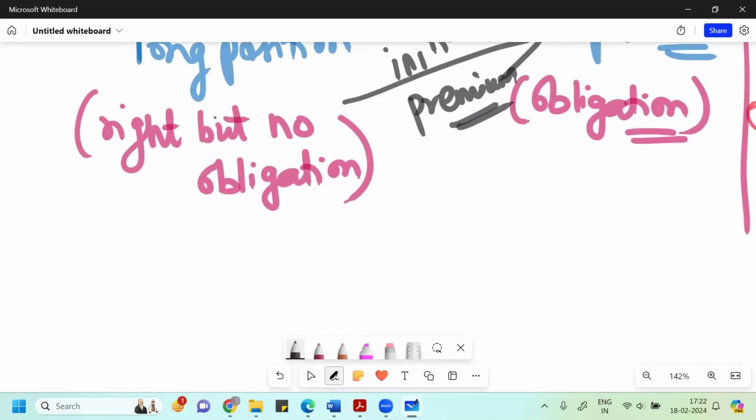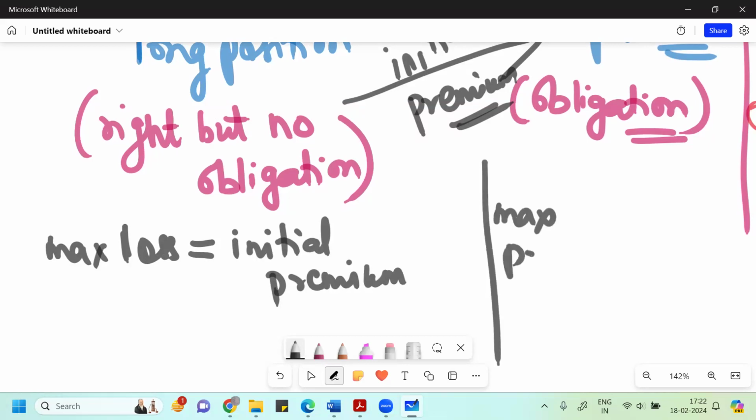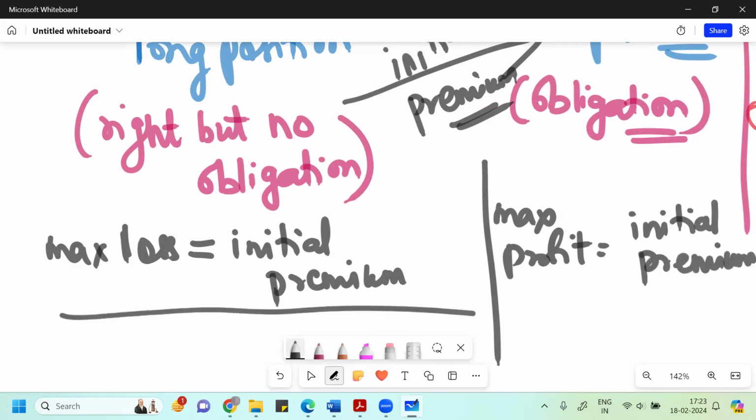Whatever initial premium the long position holder pays to the short position holder, that is the maximum loss the long position holder can get, while the maximum profit of the short position holder is the initial premium they have received from the long position holder. I hope you have understood.